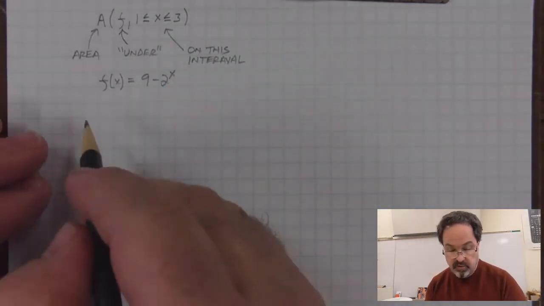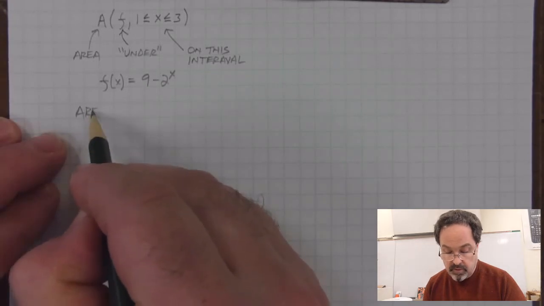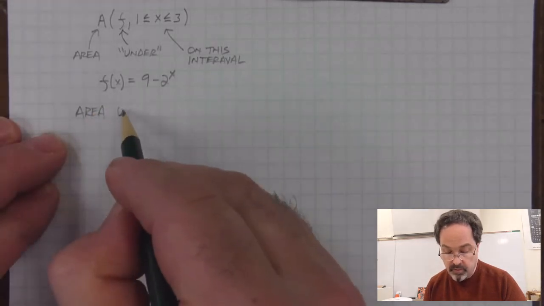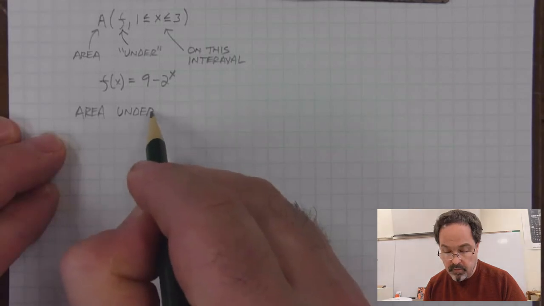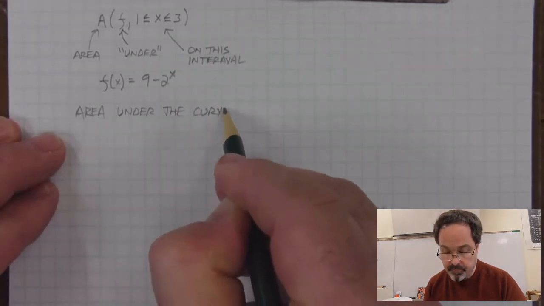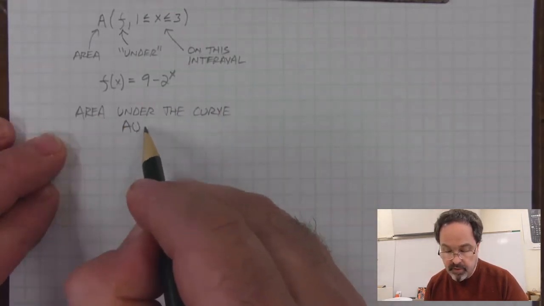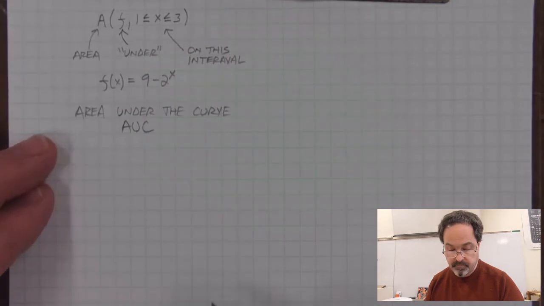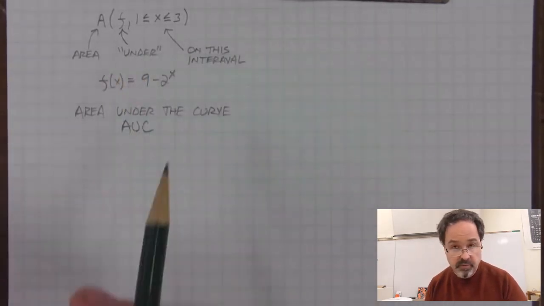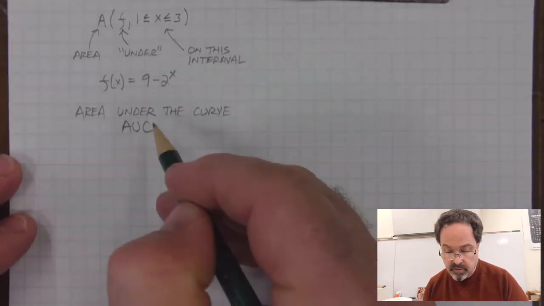What this notation stands for, again, is a topic called area under the curve, or as an abbreviation, AUC.